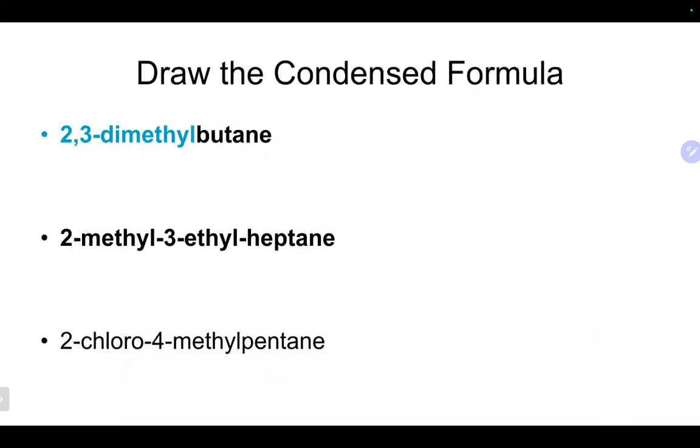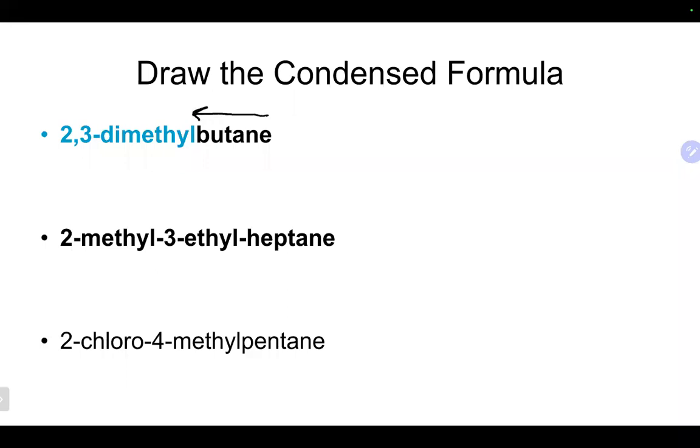Let's talk a little bit about drawing if you have the name. So when you want to draw, if you have the name, it's actually, I think, easier than everything else. So let me show you how we would approach the first one here. Whenever you have the name and you want to draw it, so in this case, we're going to draw the condensed formula, which is basically not drawing out the hydrogens. You always want to start backwards.